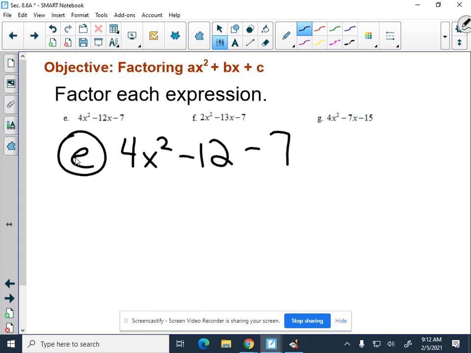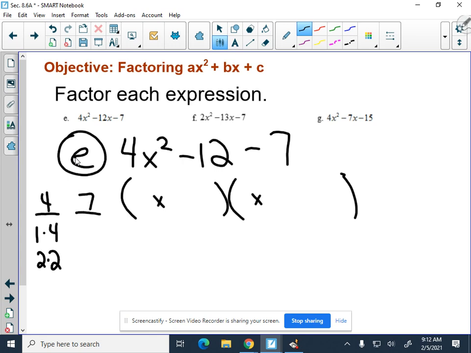But when the first term isn't just x squared, we will still have an x and an x. What we have to decide is for the 4, will we use 1x and 4x or 2x and 2x? Now, generally, I advise that we try starting, it's called a guess and check method. You have to take a guess and do your best.